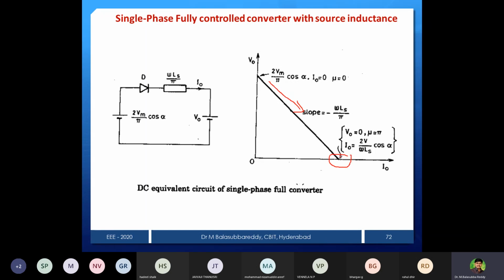And finally, if the overlap angle reaches pi, meaning total overlap, then what will happen? Output voltage will be 0, because of the short circuit throughout the positive half cycle and negative half cycle. So this is only the representation of how the variation takes place in the output voltage. Initially overlap angle is 0, so the total voltage of the RL load will appear, and if overlap angle increases, gradually the slope will decrease. Overlap angle increases, drop will increase. Finally, total overlap angle equal to pi, output voltage will be 0.